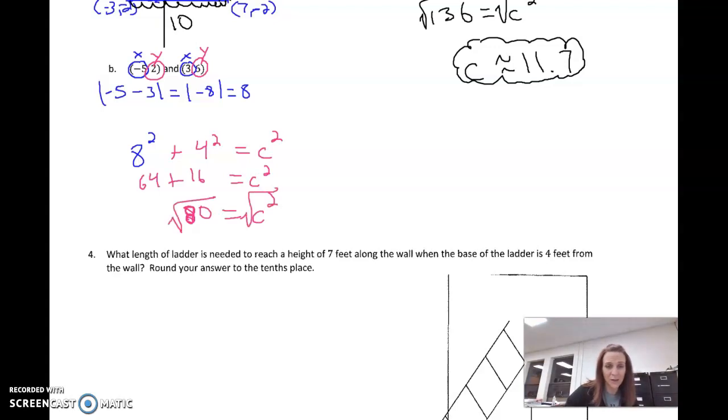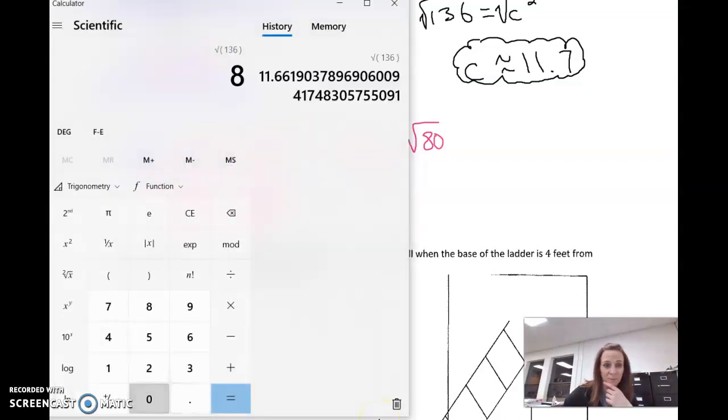Okay? That's 80 right there. So c is equal to the square root of 80. That's the exact answer, but the directions said to find it to the nearest tenth. So if I bring my calculator up, the square root of 80. Now again, my calculator might be different than yours. I have to put the square root in after. Our scientific calculators, we put the square root in first.